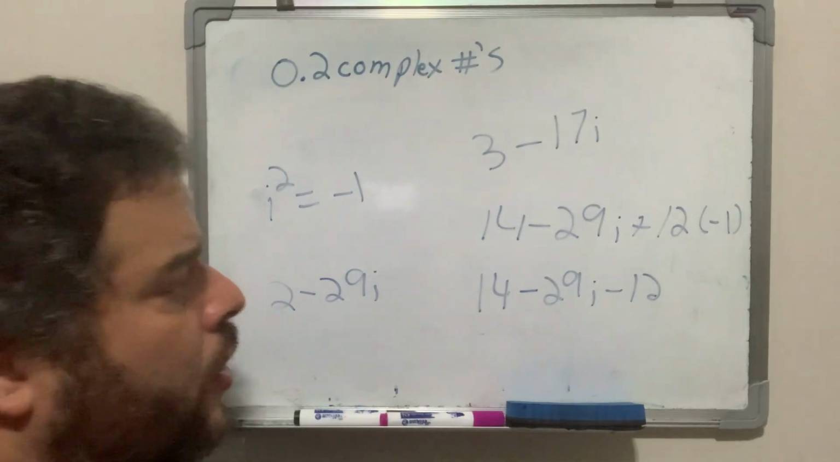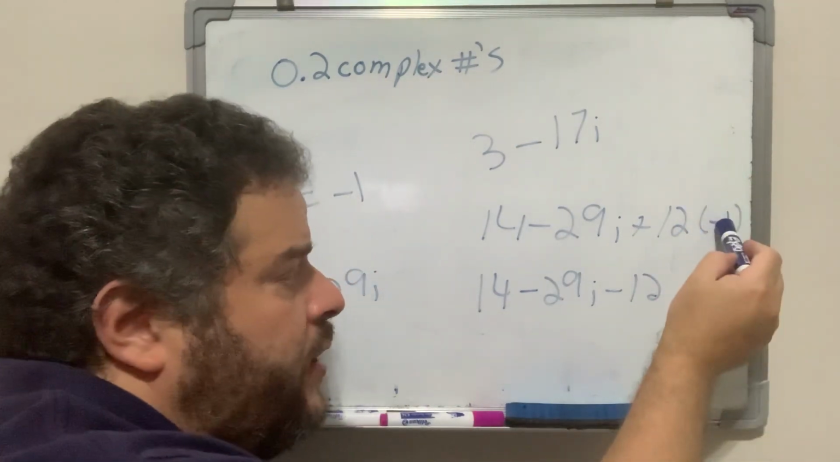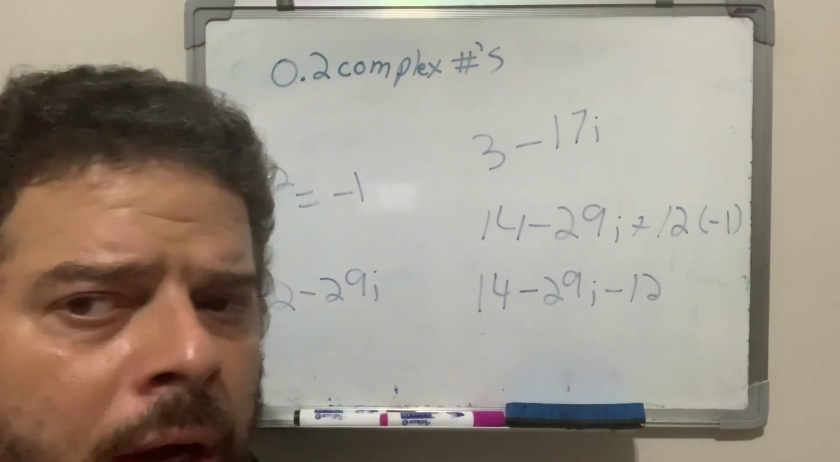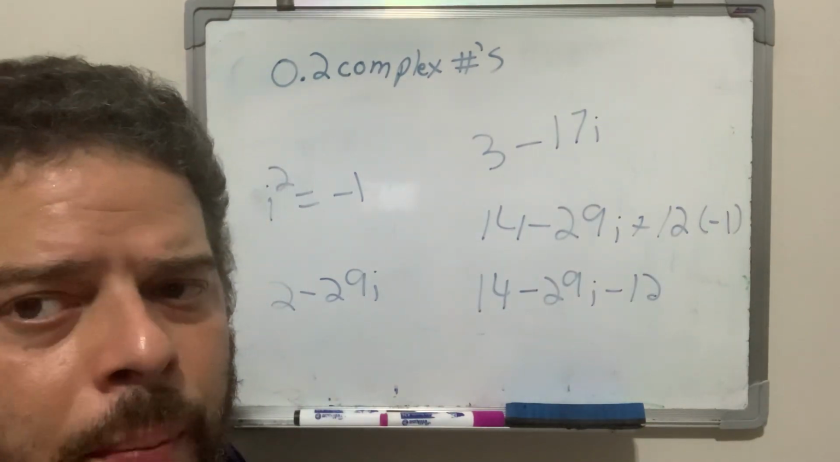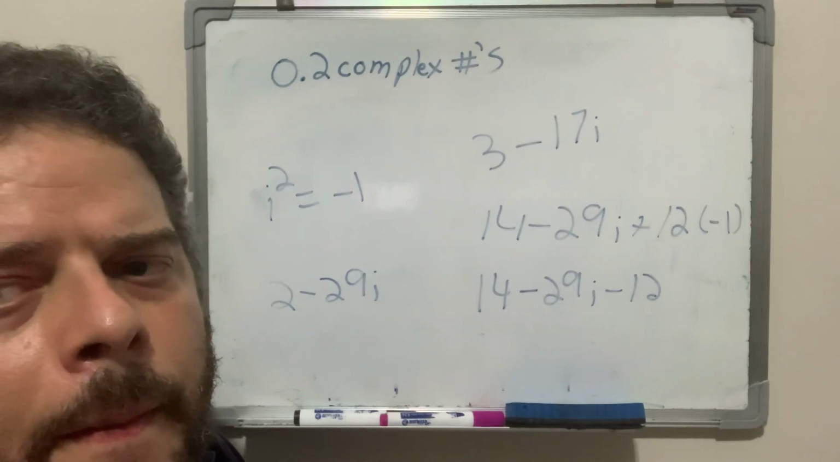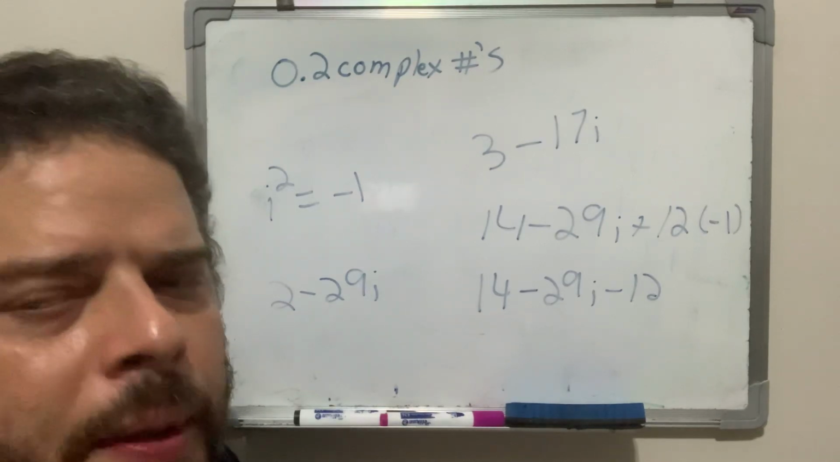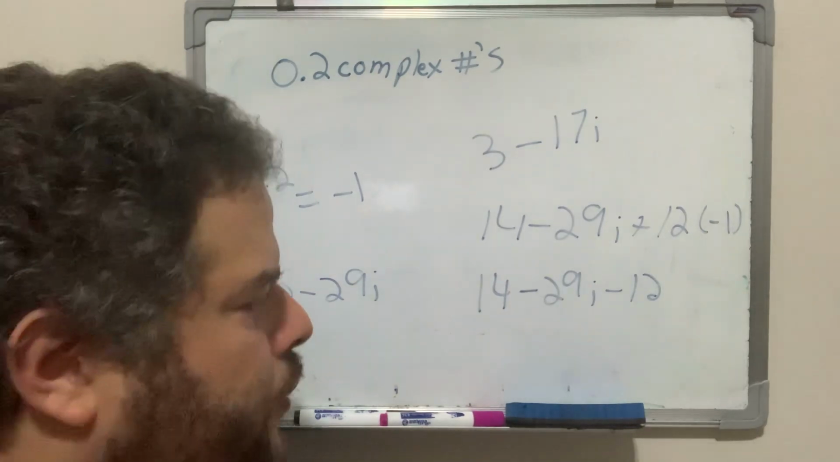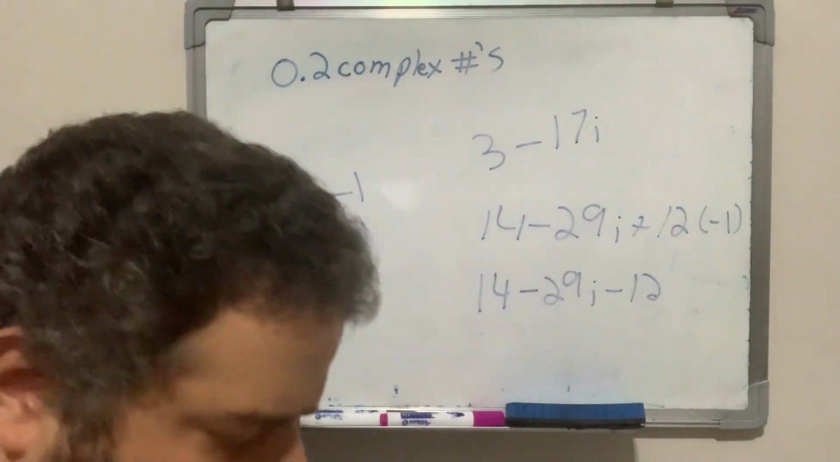Many students do not turn the i squared into -1, then multiply and combine. If you don't do that, you're wrong. You're not going to be able to finish. So make sure you remember that. That is the number one mistake students do. Don't be that person. Switch your i squared into -1. Let's continue.